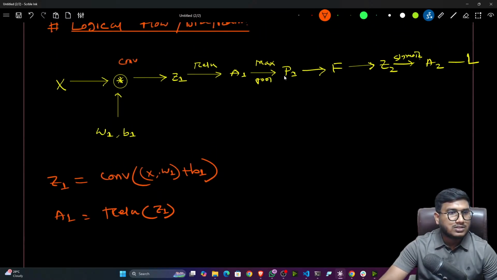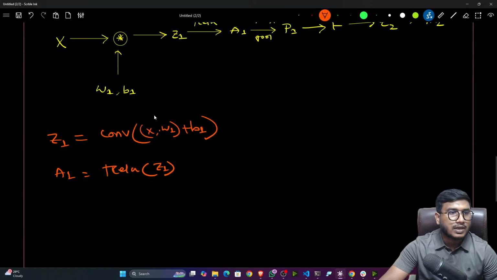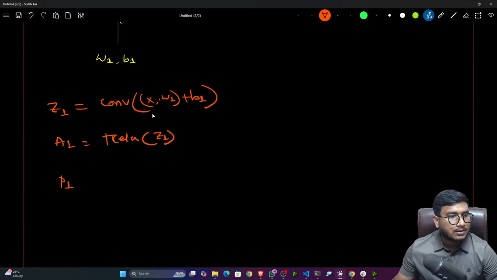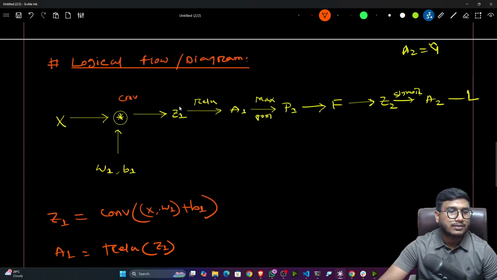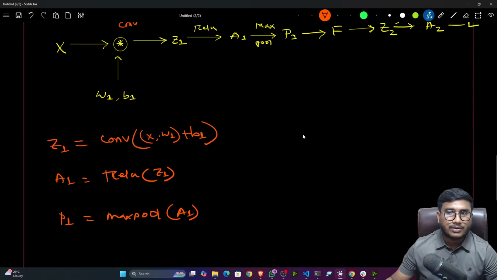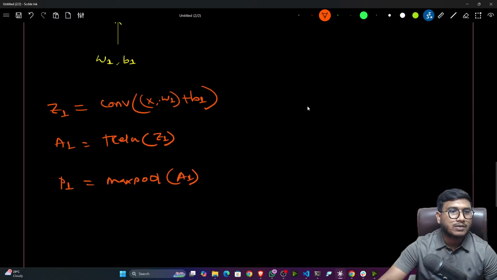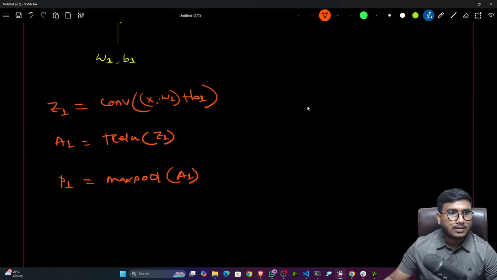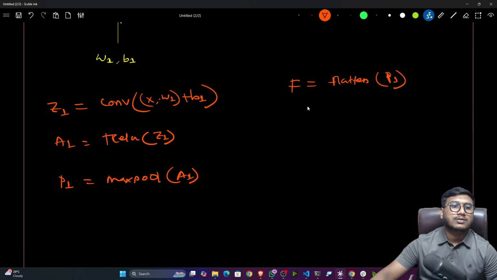All right, now how is P1 coming? You are applying max pooling on top of A1. That's why we are getting P1. Now how is F coming? F is nothing but your flatten layer, so you are doing the flatten operation of P1. So F is equal to the flatten of P1. So this is my F.